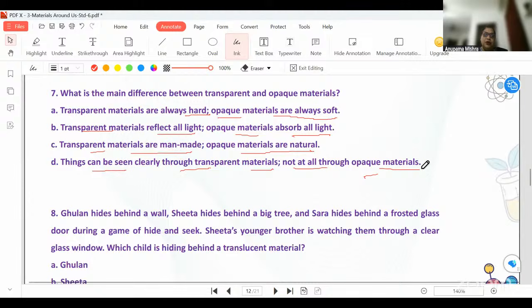Gulen hides behind a wall. Shita hides. Please read the question properly.